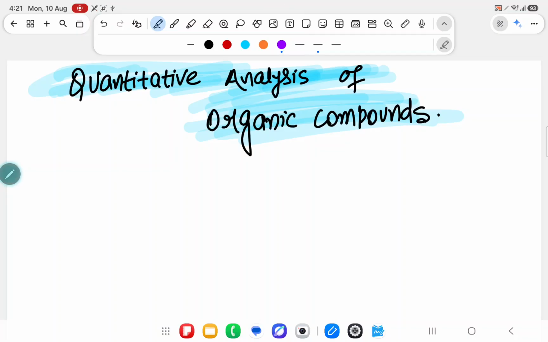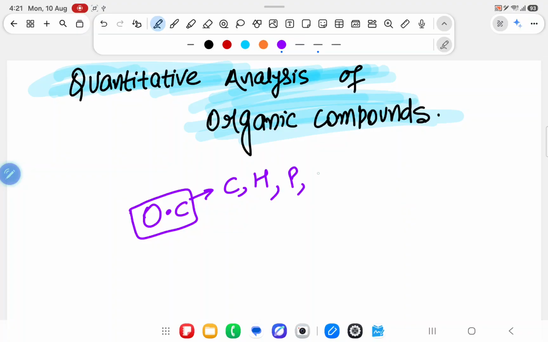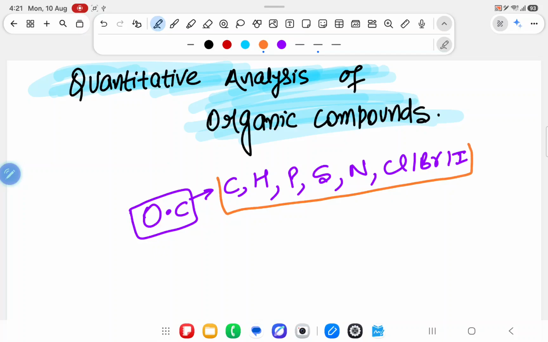Now in the last class I have dictated you qualitative analysis. In that I have told you that suppose this is one organic compound, in which we have seen carbon, hydrogen, phosphorus, sulfur, nitrogen, X, chlorine, bromine and iodine. Whenever we have studied qualitative analysis, we have seen that we have to know that an organic compound contains carbon, hydrogen, phosphorus, sulfur, nitrogen, chlorine, bromine, iodine.